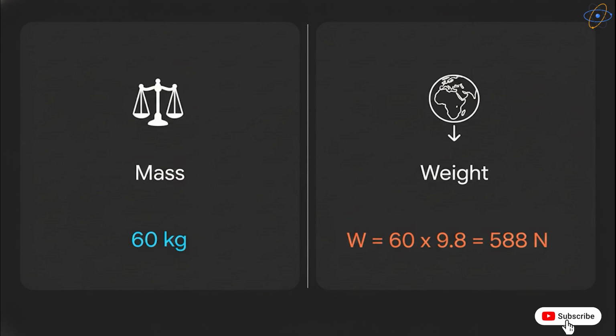Think about stepping on a bathroom scale. If the scale reads 60 kilograms, that is your mass. Mass is the actual amount of matter in your body, measured in kilograms. Your weight, however, is a completely different physical quantity. Weight is the gravitational pull, the actual force acting on that mass. And since weight is a force, we measure it in newtons. So a 60-kilogram mass actually has a weight of about 588 newtons here on Earth. They are related for sure, but they are absolutely not the same thing.